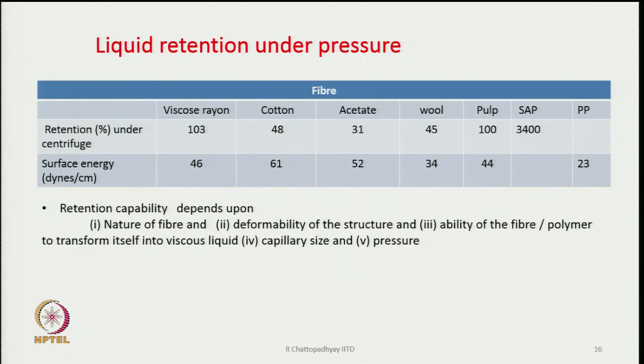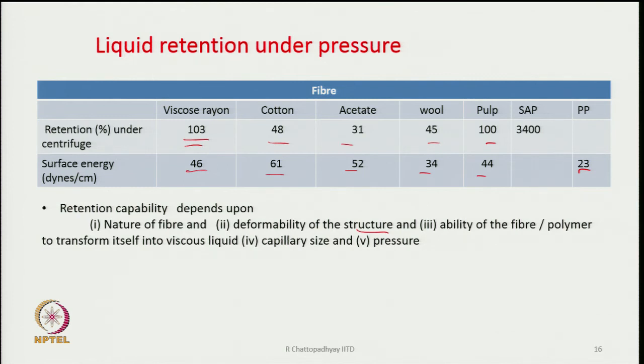Now, liquid retention under pressure, some data we could see, and they are all given here. Retention under centrifuge data could be seen, these values are stated here, and the surface energy of some of these fibers is also stated here. So, retention capability depends upon the nature of the fiber, and it depends upon deformability of the structure. How deformable is the structure, if it is non-woven? Does it get compressed easily by applying a little bit of pressure, or does it resist deformation? This will depend upon the bending rigidity of the fibers. Therefore, it depends on the coarseness of the fiber that is used.